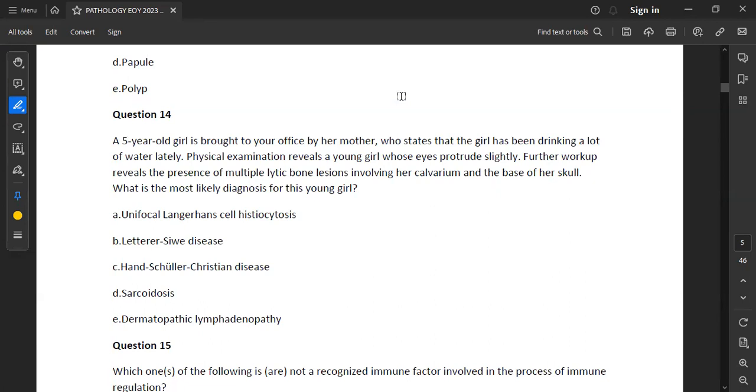So the involvement of the posterior pituitary stalk, which equates to the base of the skull, leads to diabetes insipidus in almost all people, which will account for the polydipsia this small child had. So the combination of the calvarial bone defects, diabetes insipidus, and the protrusion of the eyes is referred to as Hand-Schüller-Christian disease. I just wanted to mention that.